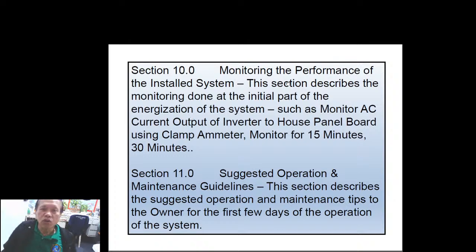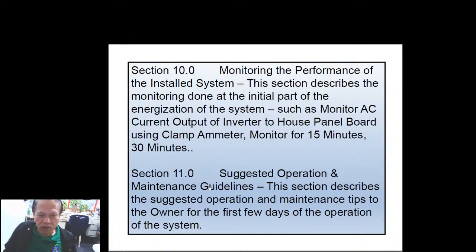Section 10, monitoring the performance of the installed system. This section describes the monitoring done at the initial part of the energization of the project, such as monitor AC current output of inverter to house panel board using clamp ammeter, monitor for 15 minutes, 30 minutes. So isusulat mo yon, no? Okay, so monitoring means tinitignan mo yung progress ng paggana niya sa simula pa lang, no? O hindi mo basta pwedeng iwanan na, no? Tetestingin mo, papakita mo na gumagana at susukatan mo ng sinusupply niyang power, no?